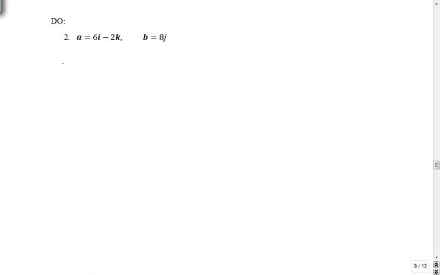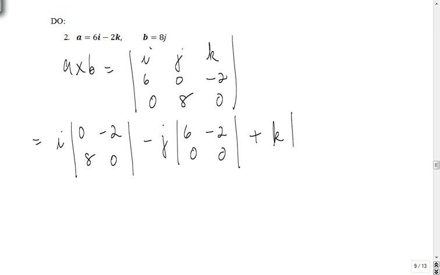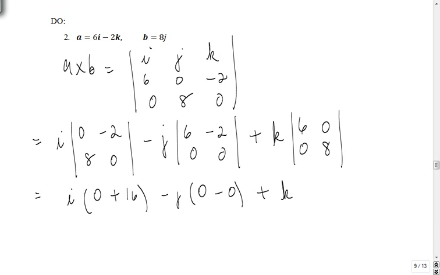So let's go over that. A cross B is the determinant of I, J, K, 6, 0, minus 2, 0, 8, 0, which is I times the determinant of 0, minus 2, 8, 0, minus J times the determinant of 6, minus 2, 0, 0, plus K times the determinant of 6, 0, 0, 8. So this is I times 0 plus 16, minus J times 0 minus 0, plus K times 48 minus 0, which is 16I plus 48K.